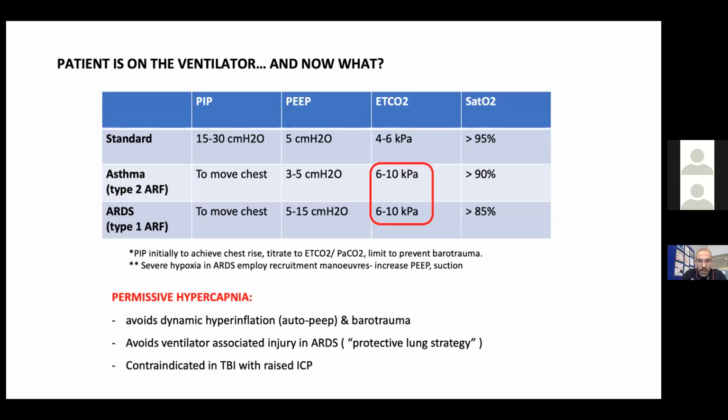This permissive hypercapnic approach is the one that we use for asthma and ARDS because it avoids dynamic hyperinflation, so auto-PEEP, and it avoids barotrauma, and it avoids ventilator-associated injury. So it's a sort of protective lung strategy. So lower tidal volumes at a higher rate and enough pressure to keep the whole lung open, especially in ARDS, okay.